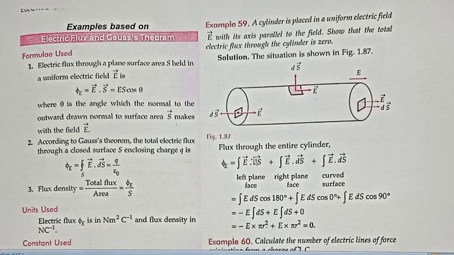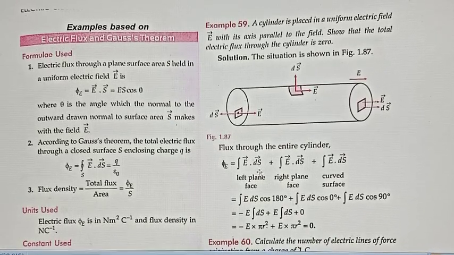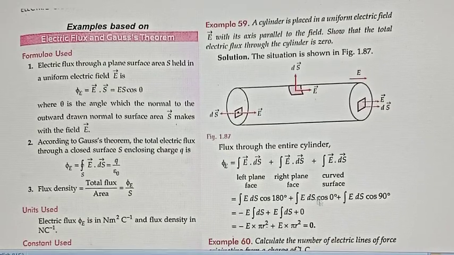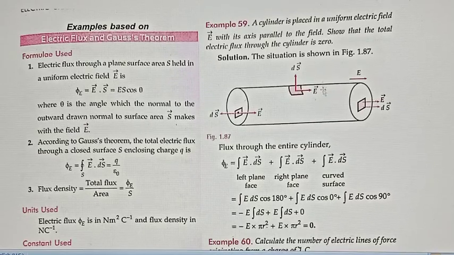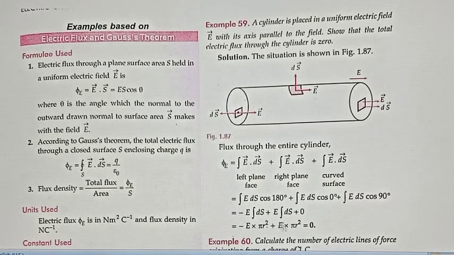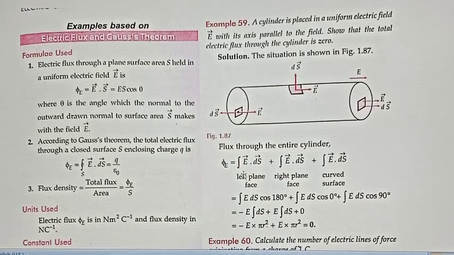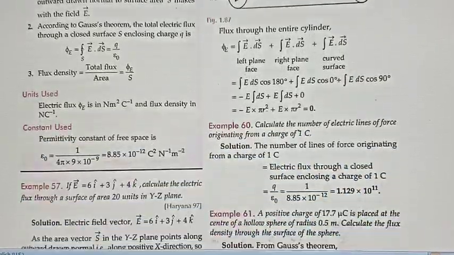Now you see for the left face the angle is 180 degrees, so integration E ds cos 180 degrees. For this face it is E ds cos 0, and for the curved surface it is E ds cos 90. So you see the result is 0. For the end faces the area is pi r square. So the total flux through the entire cylinder is 0.